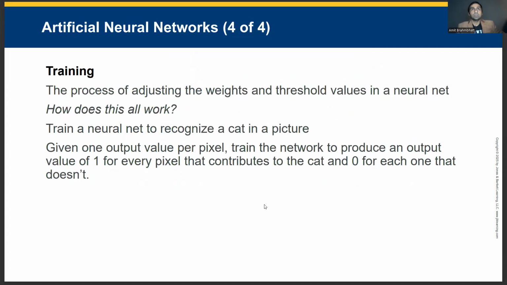Slide 36, Artificial Neural Networks, 4 of 4. This slide introduces training, a process where the network adjusts its weights based on examples. For tasks like recognizing a cat in an image, each pixel becomes an input. The network learns which pixels contribute to the cat and which don't. Over time, the model improves its accuracy through repeated adjustments.